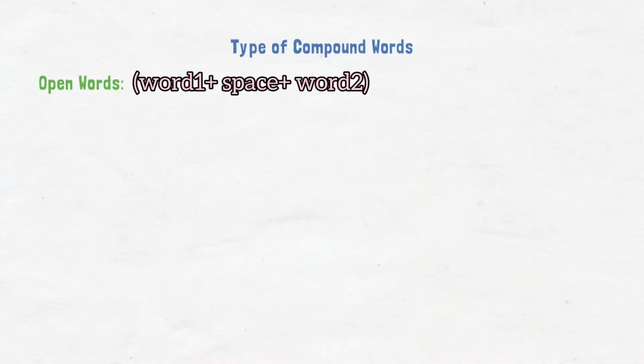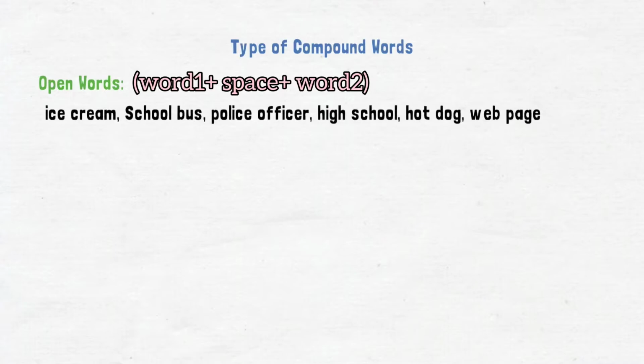Compound words can be written in three ways. Open compounds, which are spelled as two words. For example, ice cream, school bus, police officer, high school, hot dog, web page.